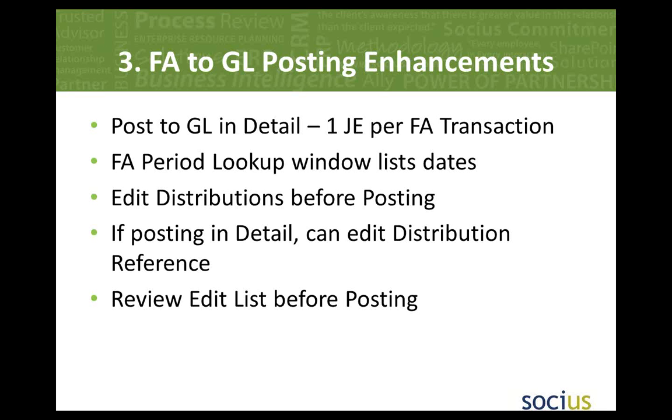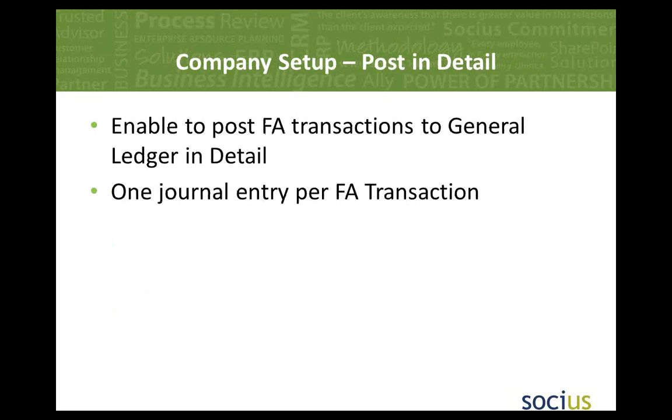And you can, before posting to general ledger, edit the distributions. You can change the GL account. So if you have an asset where maybe the account wasn't set up right, or there's a missing account, or the transaction needs to use an account other than what it defaulted to, you can go ahead and change this in the subledger before posting the transaction through to the general ledger. And since you're posting in detail, you can also edit and have distribution references within each debit and credit entry that flows over from fixed assets to general ledger. And last but not least, before you post, you can review the edit list.